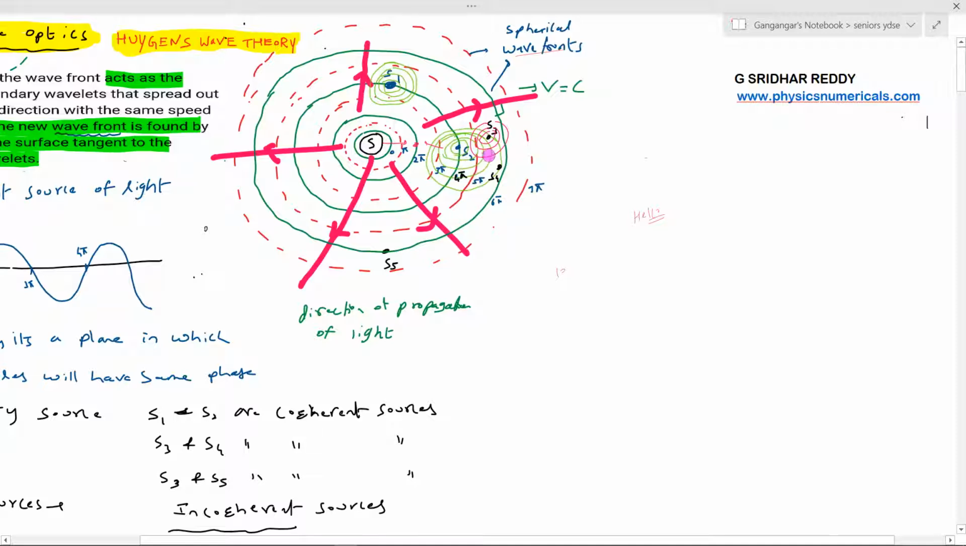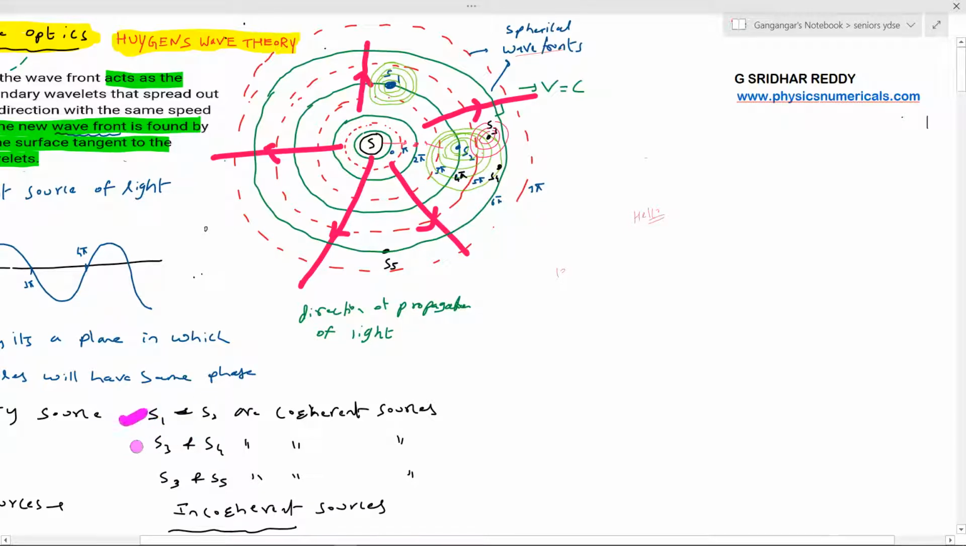Then again, after this, will S2 and S3 be coherent? Yes, they will be. S2 and S3 will be coherent sources. S3, S4, they'll be coherent sources. Now, S2 and S5, what is the phase of S5? 6 pi. What is the phase of S2? 4 pi. What is the phase difference? 2 pi. And that phase difference at any instant of time will remain constant. So again, S2, S1 will be coherent. So that's why I wrote here, S1, S2. Are they coherent? Yes, in fact, they are coherent.